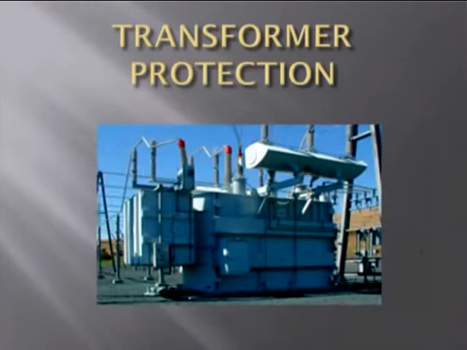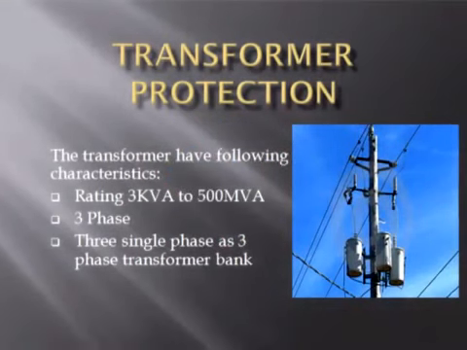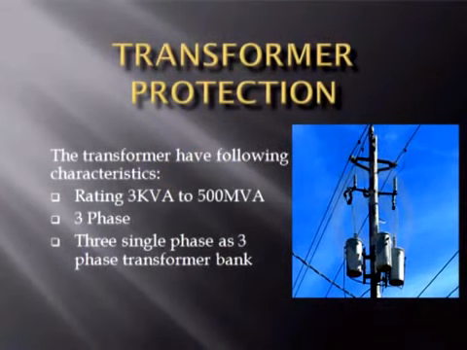Now we will talk about our second topic of interest, that is transformer protection. The transformers used in the system have a rating of 3 kVA to 500 MVA, and they can be 3-phase or can be 3 single-phase transformers connected as 3-phase transformer banks. These transformers are connected in delta or Y connection schemes according to the required voltage or current levels. Y-delta transformers have a phase difference of 30 degrees according to IEEE standards.